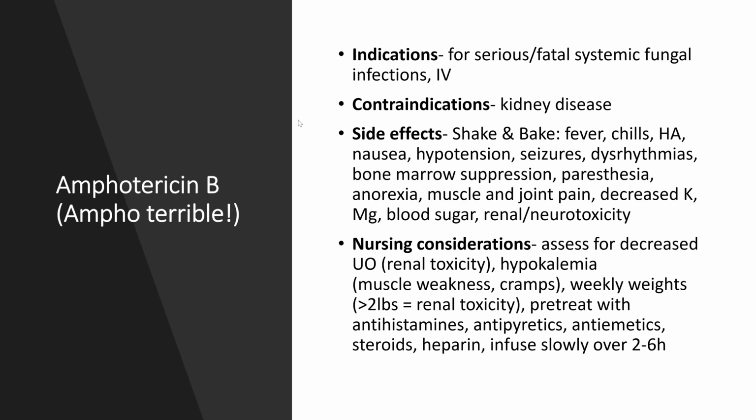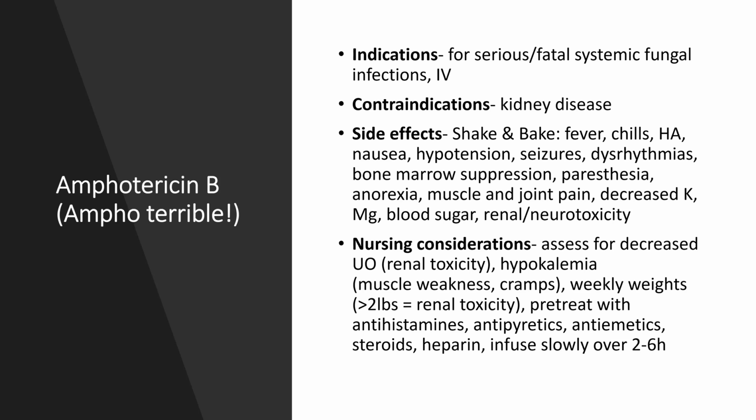So for amphotericin B, this is known as ampho being terrible. It has a lot of side effects and is not tolerated very well. So it's indicated for serious to fatal systemic infections, and it's given in the IV form. It is contraindicated in someone who has a kidney disease. So side effects, you have your shake and bake side effects. So that is fever, chills, headache, nausea, hypotension, seizures, dysrhythmias.